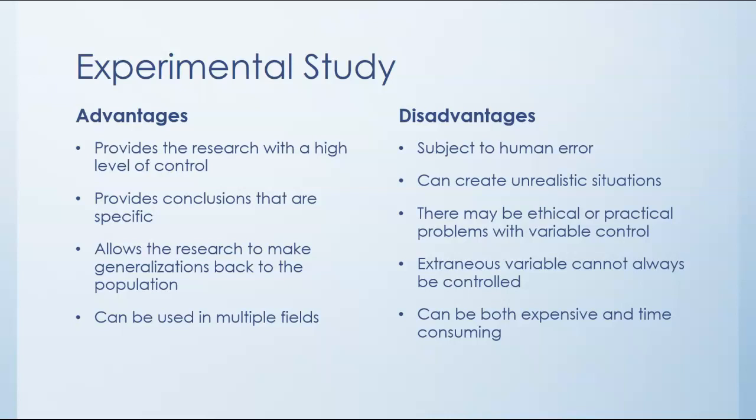And there are some other different things that we can do with experimental studies, but a true experimental study, again, has random assignment to an experimental and a control group, and then a manipulation of an independent variable and a measurement of a dependent variable.